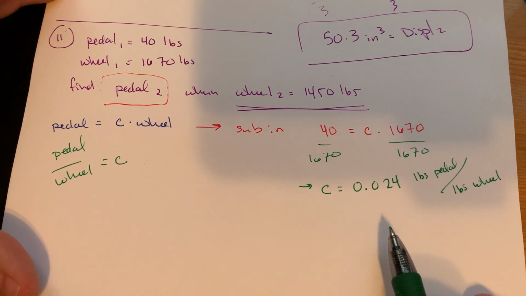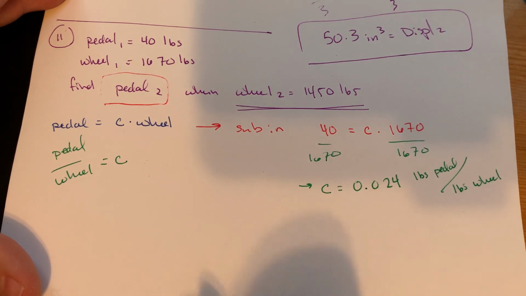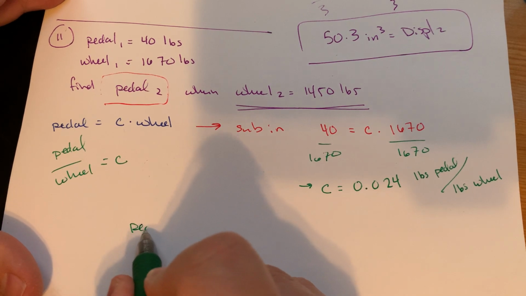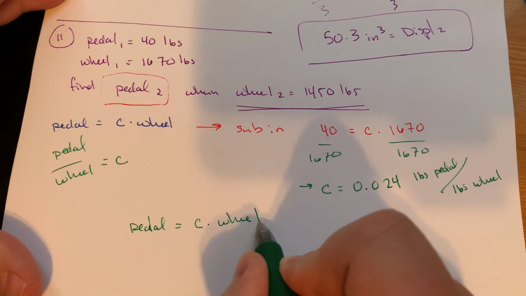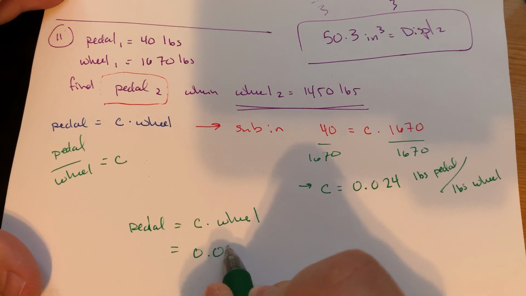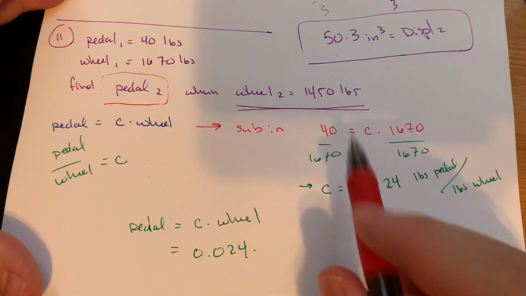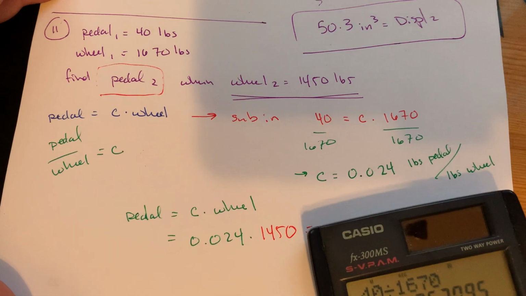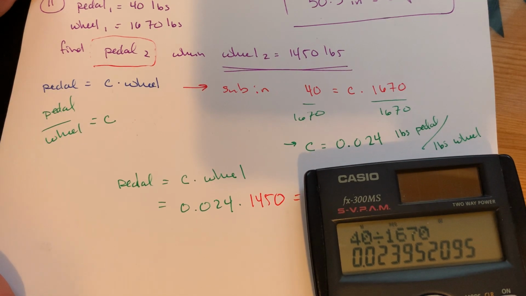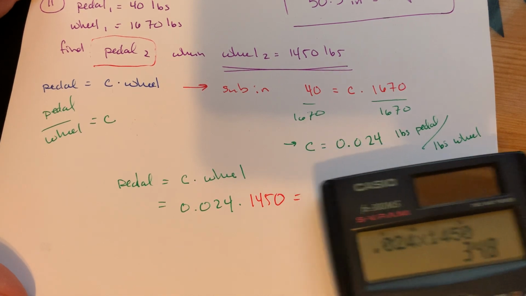It all depends on the problem, what you're trying to solve for. So in this case, for our situation number 2, my pedal force is going to be the constant times the wheel force. So that's 0.024 times my wheel force for situation 2, which is 1,450. Let's see what we get here. 0.024 times 1,450 is 34.8. Now this makes sense.